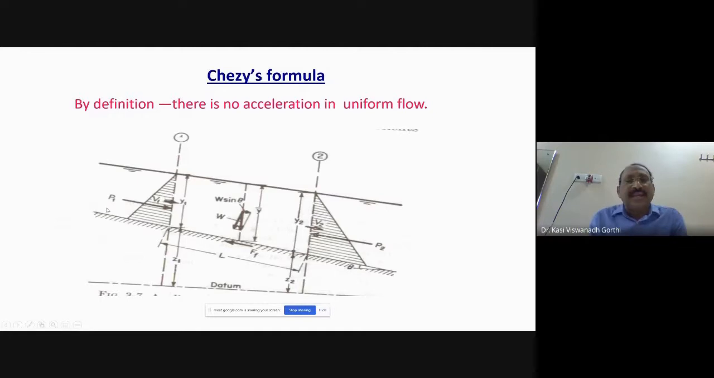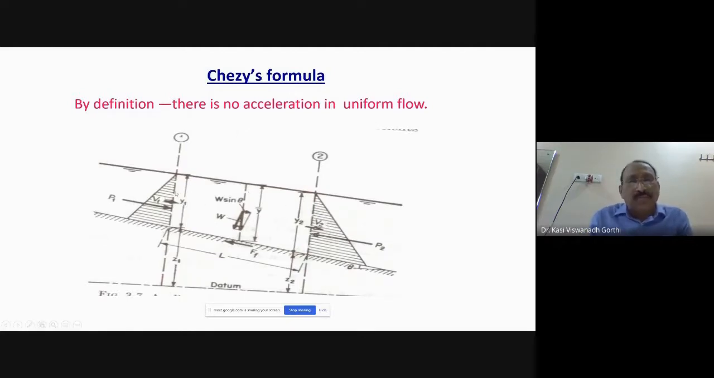Let us look at section 1, the depth of flow is Y1. Similarly, at section 2, the depth of flow is Y2. Then let V1 be the velocity at section 1, let V2 be the velocity at section 2. So because we are taking a control volume between the sections 1 and 2, what are the various forces that may be acting on this control volume?